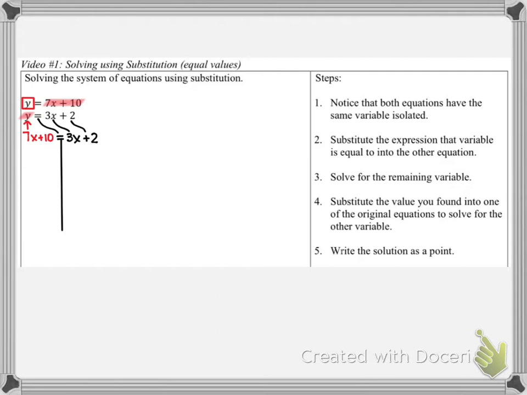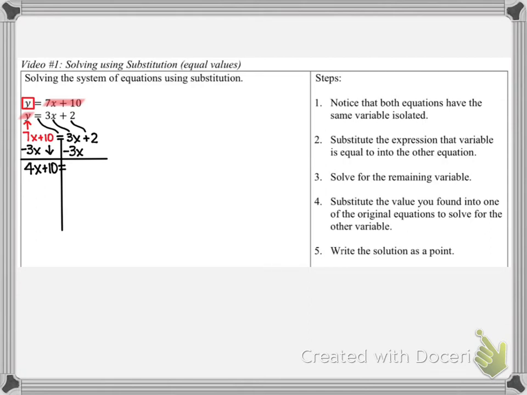So I see the x is a positive 3x. It is being added, so I'm going to subtract 3x. Make sure that you stack it up with like terms. So we want the x's stacked underneath each other. Okay, now let's add straight down. So I know on the left-hand side, 7x minus 3x is 4x. Drop down the plus 10. Drop down the equal sign.